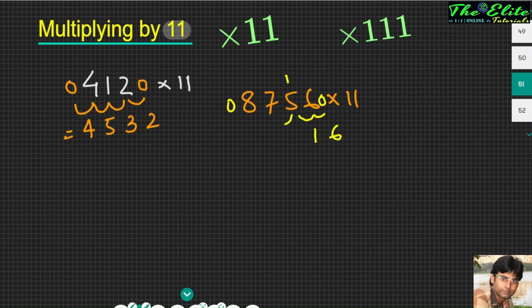Remember now, 5 plus 7 makes it 12 and this 1 will be added, so that makes it 13. Again 1 is carried over. 7 plus 8 makes it 15 plus 1, 16. 1 is again carried over. 8 plus 0 is 8 and this 1, 9. That is your answer. I hope you understood it.